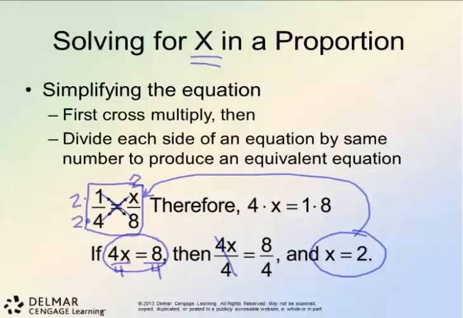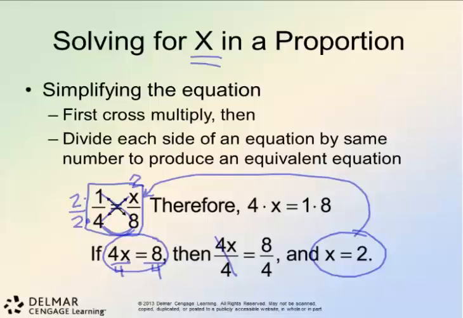Now, the denominators are not always multiples of one another, so you can't always check it that way in your head. But in this one, you could, because 2 times 4 is 8, so you also have to multiply the numerator by 2. 2 times 1 is 2.